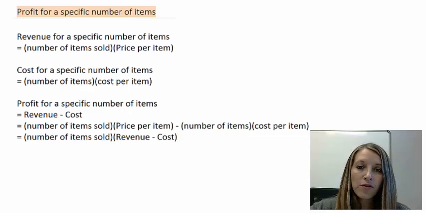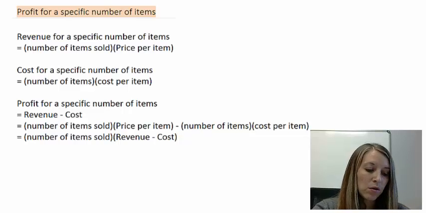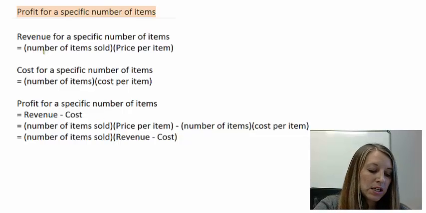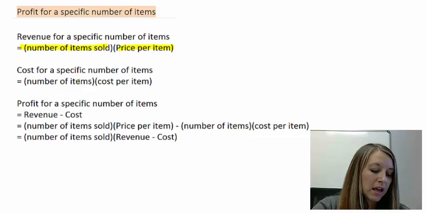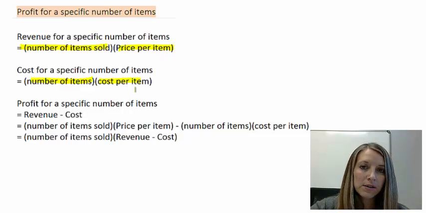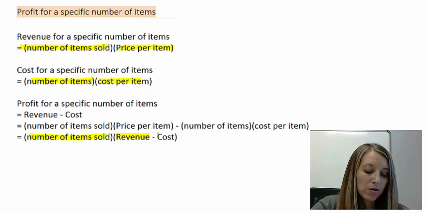I've over-explained it in this slide here. Basically, we just take each step and multiply it by the number of items. If we want revenue for a specific number of items, we take the number of items times our revenue. If we want cost for a specific number of items, we take the number of items times our cost. In the same sort of format, if we want the profit for the specific number of items, we take that number of items times our profit equation, which is revenue minus cost.